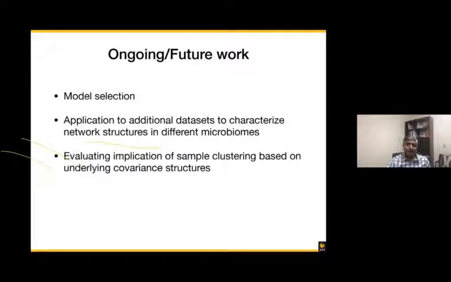Current work involves developing methods for doing model selection. That is, we don't often know what the value of K is. And so we're trying to come up with methods that will help us determine what the value of K is automatically, right? Using a model selection framework. And so that is some ongoing work.